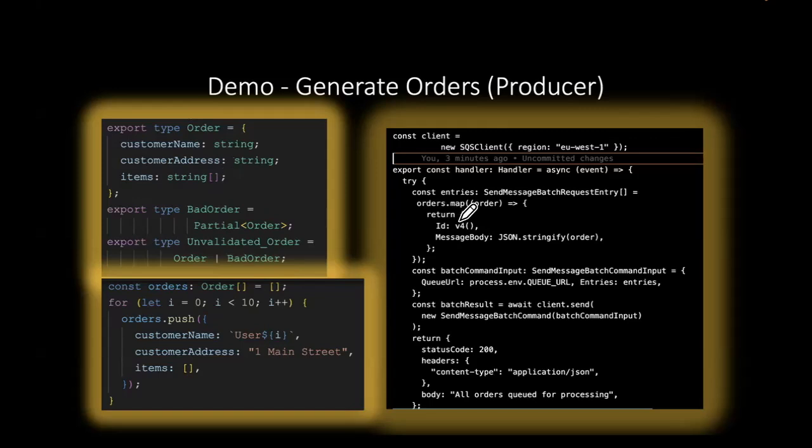So, yeah, because you can see what I'm doing here is I'm mapping over my orders array. So I'm finishing up with an array of messages. And then I send to my SQS client this command, which contains my batch of messages. Okay, so there's nothing terribly interesting there, right? That's just how I write to SQS.